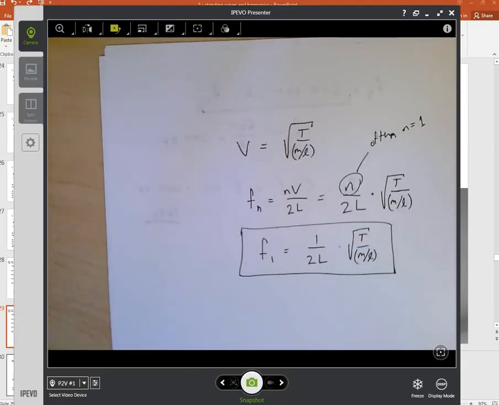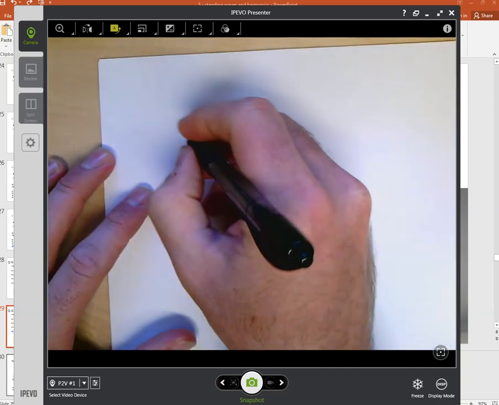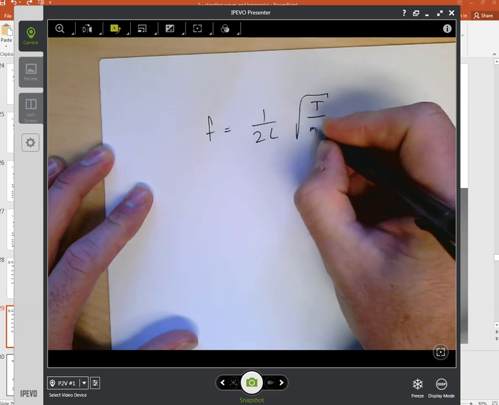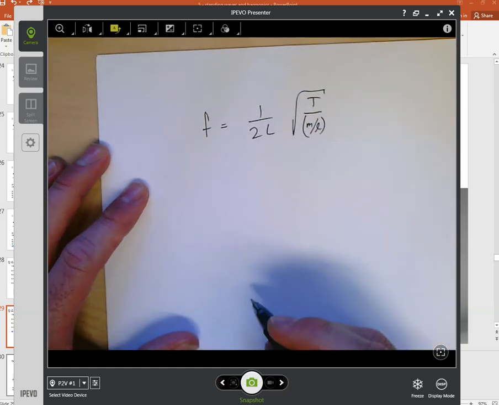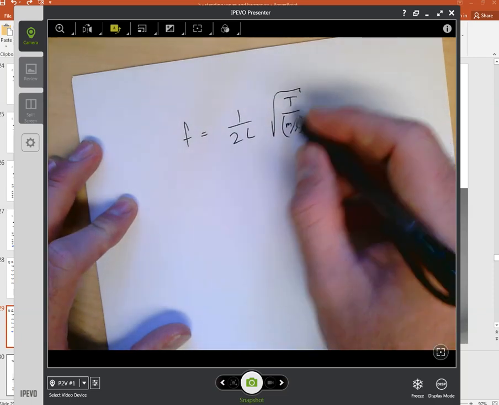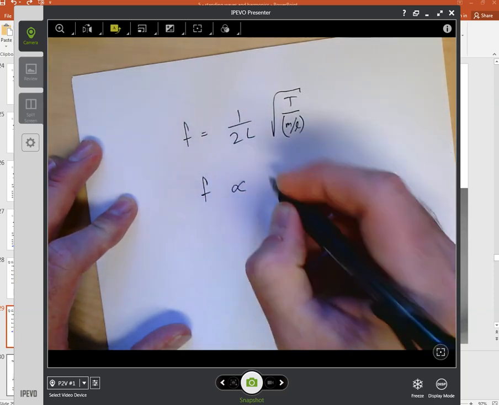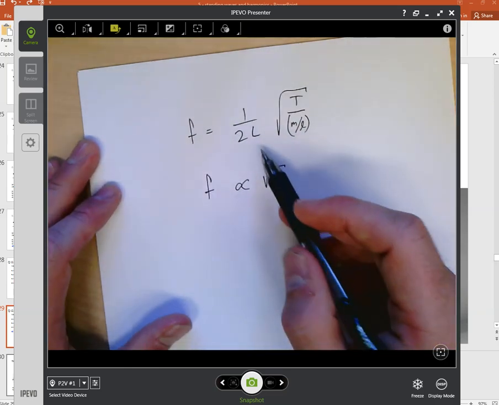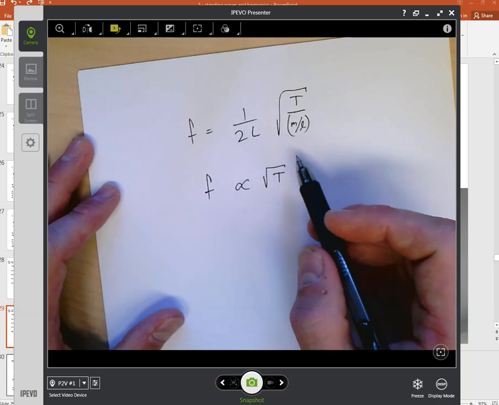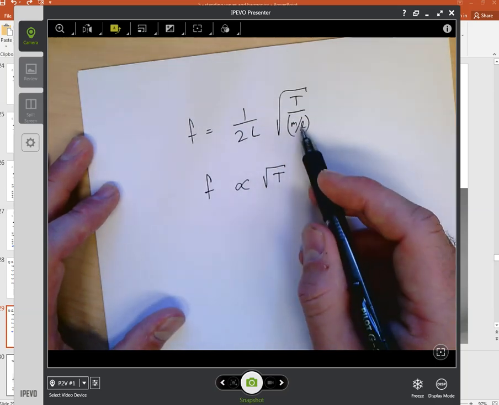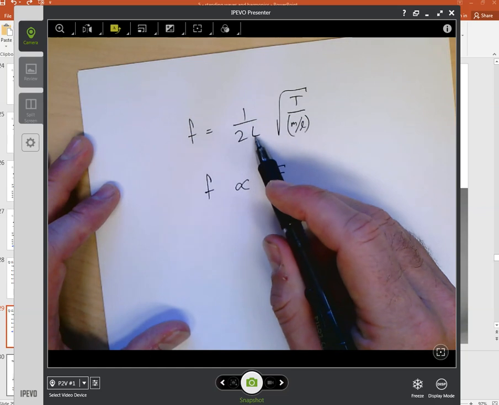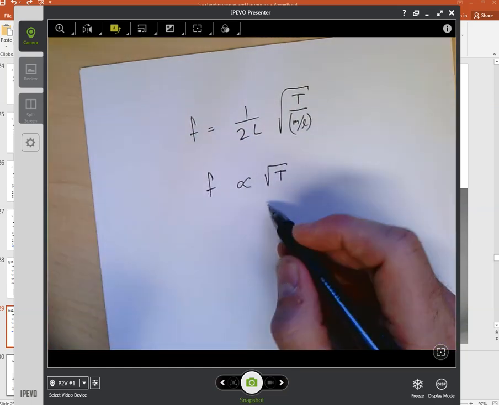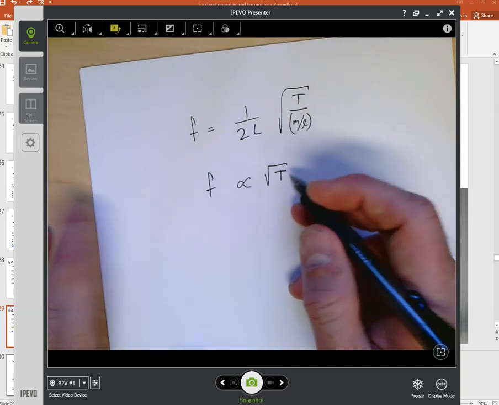Just looking at our camera here, you can see that if the frequency is 1 over 2L times the square root of T over mass per length, or mu, then I can also write that frequency is proportional to the square root of T. If I just want to isolate one of the variables, I could actually choose special numbers to make everything else 1. So for example, I could make mu 1 kilogram per meter, and make L equal to 1/2 or something, so that everything else is 1 and I could just focus on this. This is what proportional means. I'm not changing anything else, I'm just changing, in this case, just the tension.